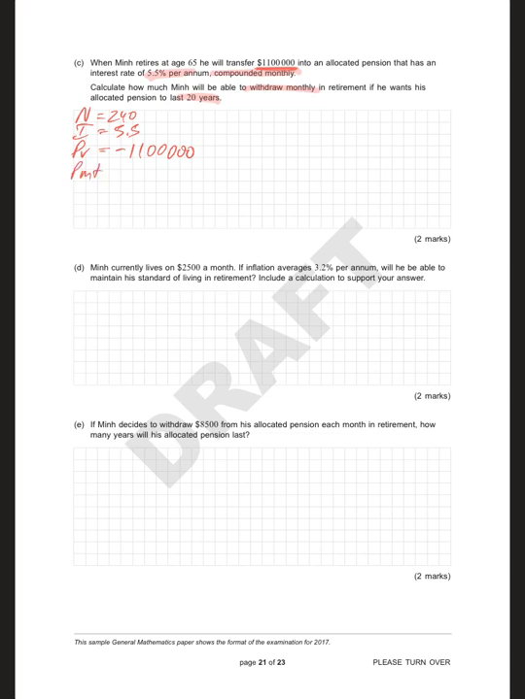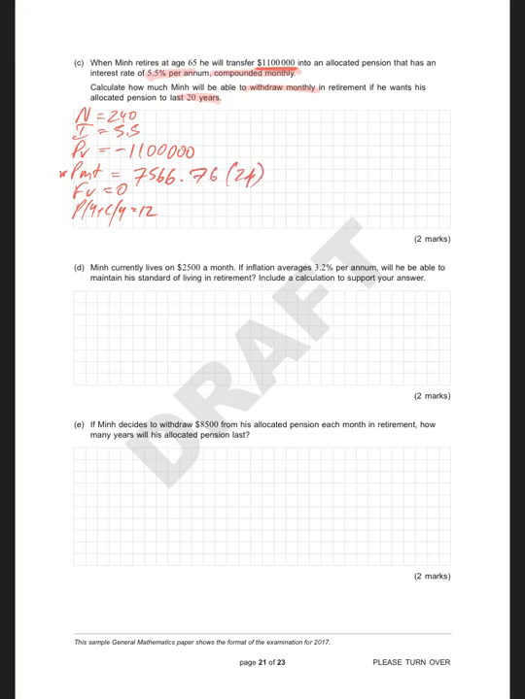We're trying to work out what he can withdraw for 20 years every month. He's going to have nothing in there at the end of that. PY and CY are both 12. 5.5. Negative 1,100,000. Nothing. 12. PMT, Alpha Solve: 7566.76.